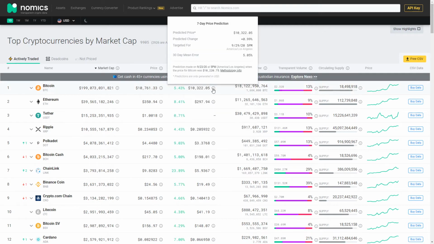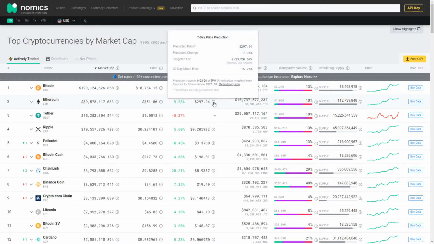So let's look at the Bitcoin prediction. Nomics predicts Bitcoin will be worth $10,322. This is a price increase of nearly 1%. And they have a little bit more information here, like the 30-day mean error.